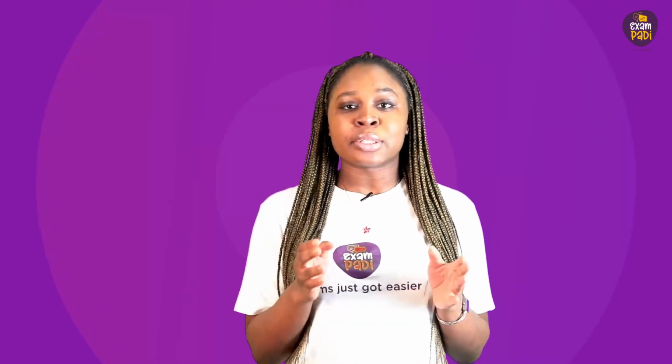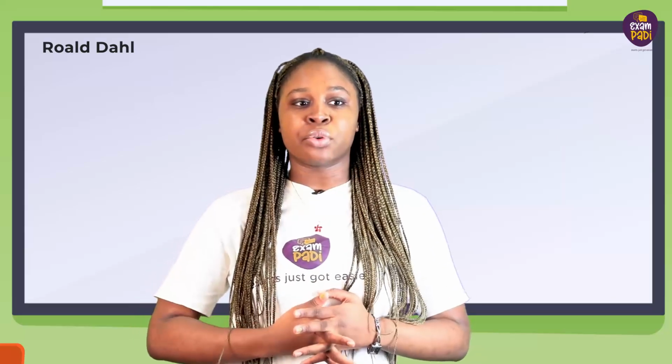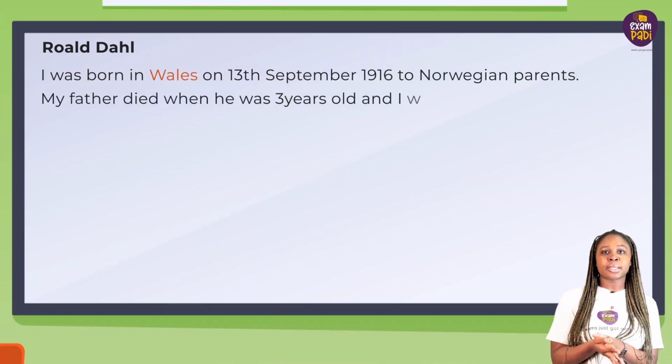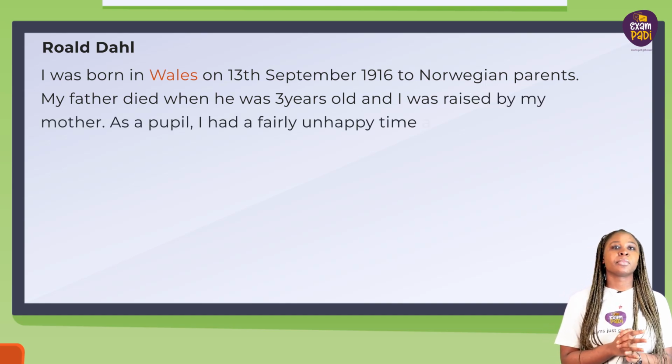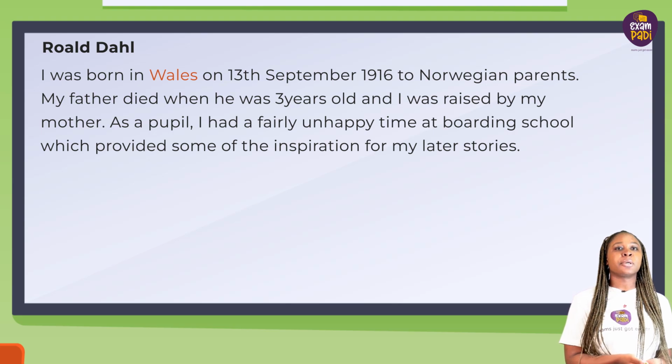Now, we'll be looking at the short version of Roald Dahl's autobiography. Roald Dahl, this is my life story. I was born in Wales on 13 September 1916 to Norwegian parents. My father died when I was 3 years old and I was raised by my mother.